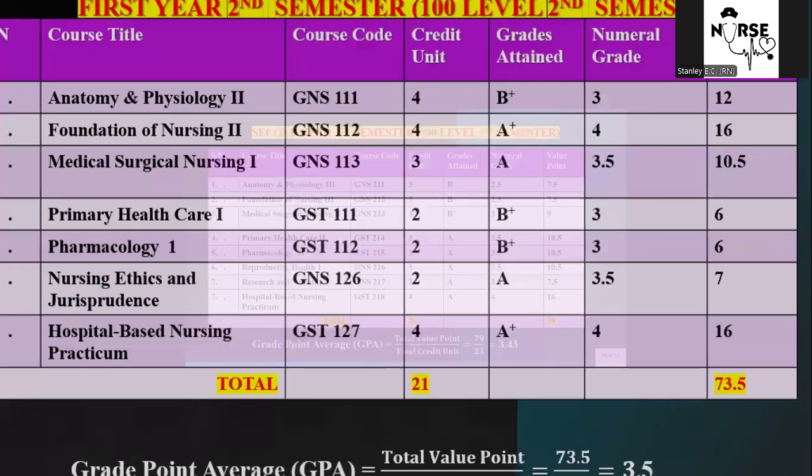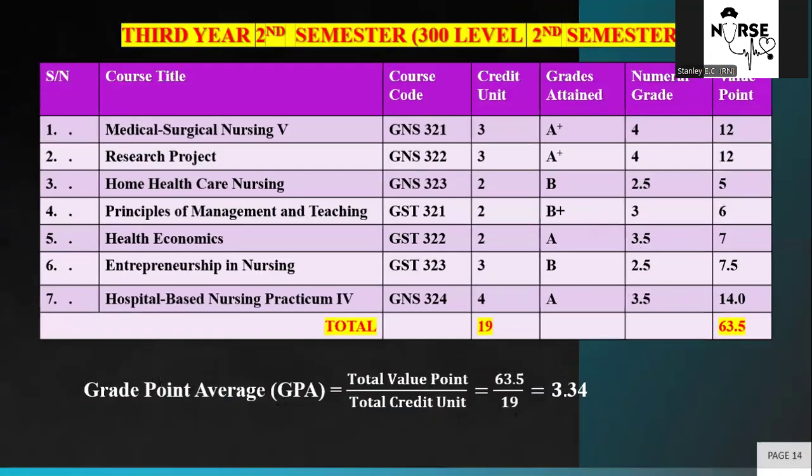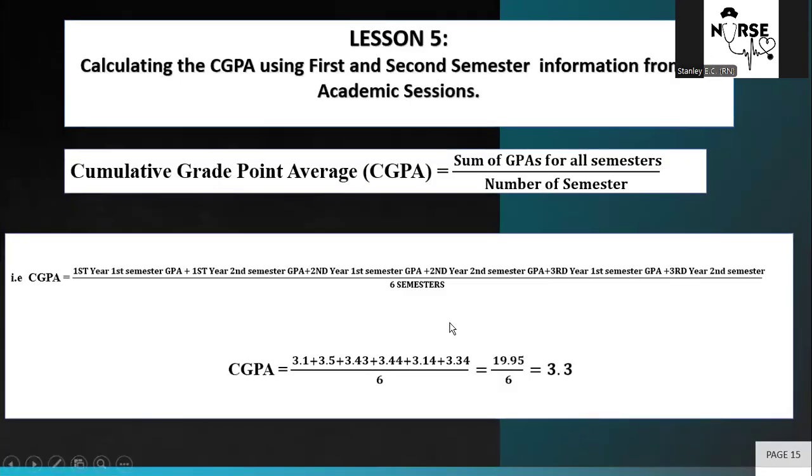From everything we have said so far, I want to take us to that last slide where we see that this student graduated with a CGPA of 3.3, which is an upper credit CGPA. It's also very, very good.